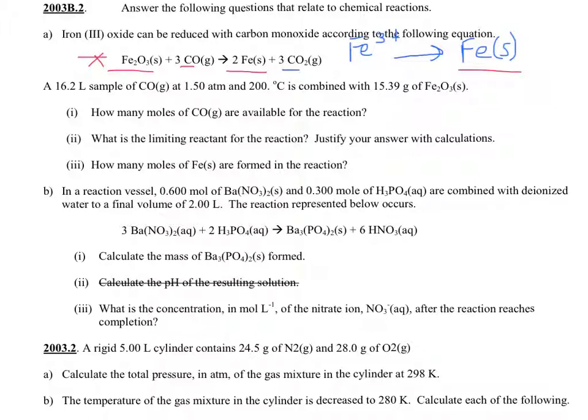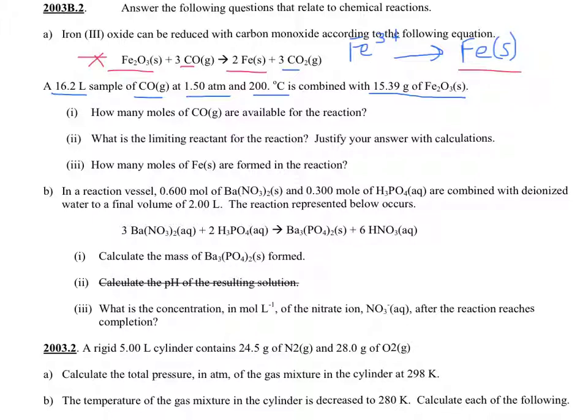So that's the process we're looking at, and they set this up by giving us a lot of information about the reactants. We have a 16.2 liter sample of the carbon monoxide, 1.5 atmospheres of pressure and 200 degrees C. So we have a volume, and we have pressure and temperature, so that is reeking of PV equals nRT. And then they also give us the mass of the iron oxide that we're going to start with too, 15.39 grams. So let's get busy with the numbers.